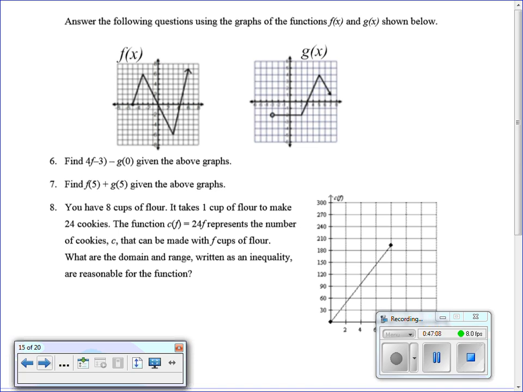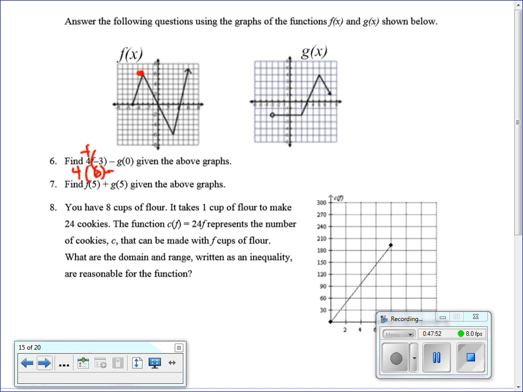Looking at 6, 7, 8. Again, with 6, you have 4 times f of negative 3 minus g of 0. So 4 times f of negative 3. When you're looking for this one, find where f of negative 3 occurs. So you're finding when x is negative 3. So go to your graph, figure out where x is negative 3, and figure out the y value. In this case, it looks like that y value is at 6. So f of negative 3 would be 6. And so instead of 4 times f of negative 3, you would have 4 times 6.